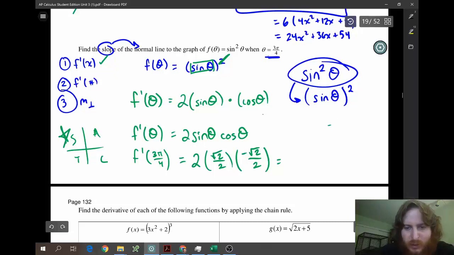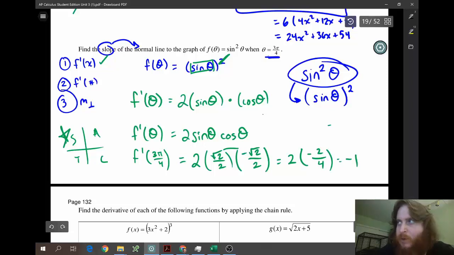So this is going to give me 2 times, I'm going to multiply across here. So this is going to be negative 2 over 4. Right? And then if I multiply negative 4 over 4, it gives us negative 1. So we have negative 1. Now, that was step 2.